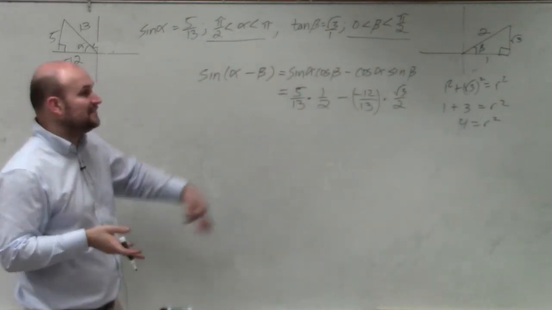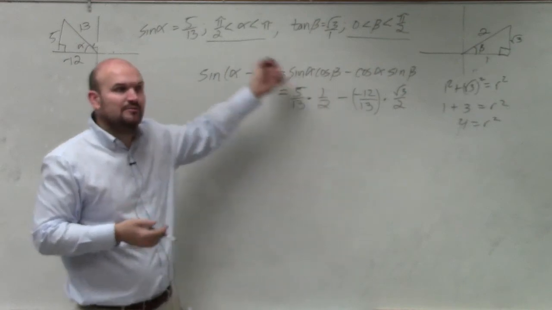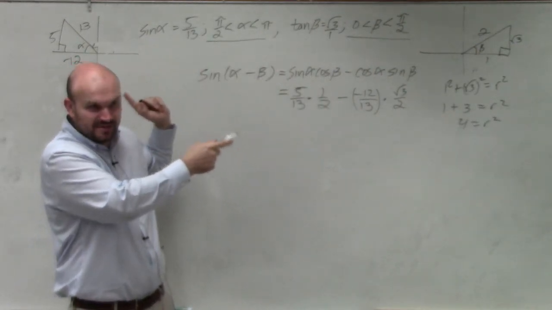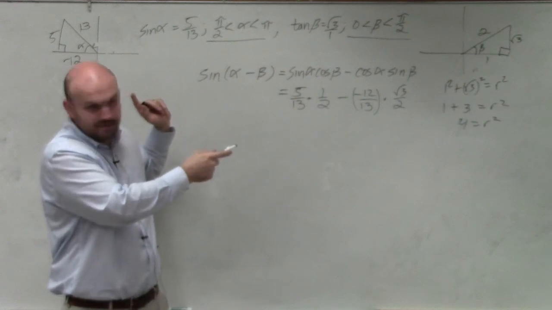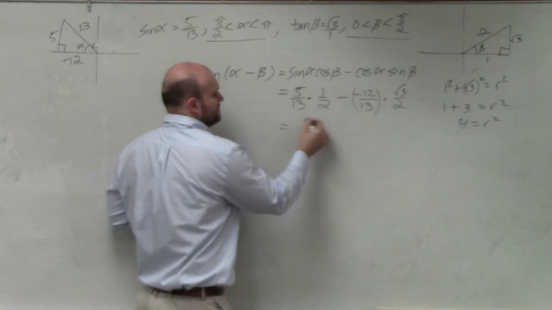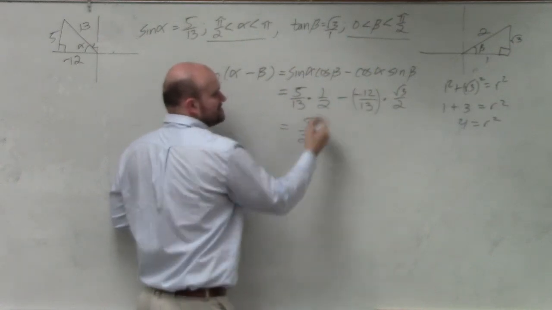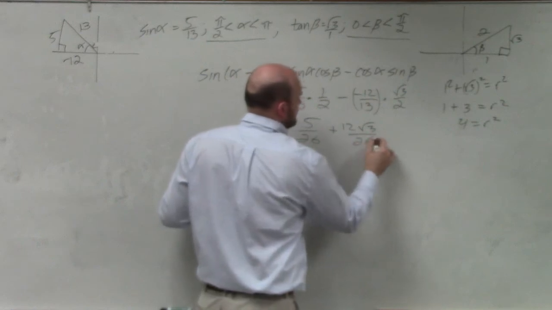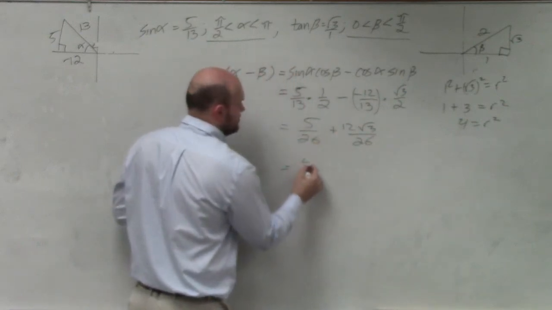So now, instead of using the unit circle to evaluate, we're using the triangles that we created to evaluate. Do you guys see the difference in this problem and the other one? OK, no. Now, you just do the math and simplify. 5 over 26. Negative times negative is a positive. Denominators are the same. Combine the numerators.